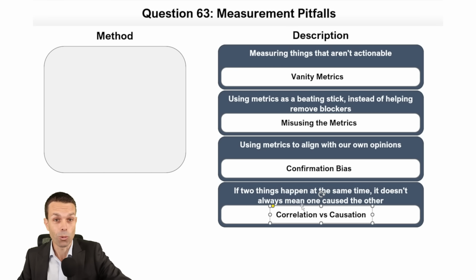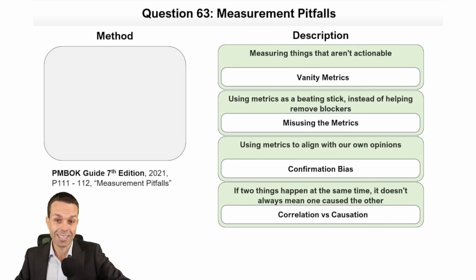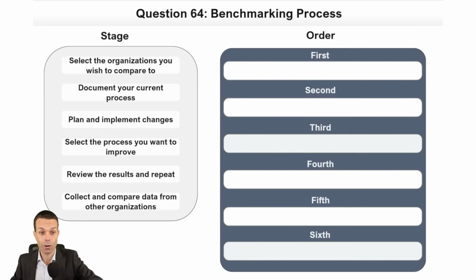But really, it was the hot weather, because more people go swimming in the hot weather and more people eat ice cream in the hot weather. Maybe a little bit morbid, that one, but it's a good example. And let's just quickly check. There we are. PMBOK Guide 7th edition, page 111 and 112, measurement pitfalls. All of these things are really good to be aware of as we go through our own projects, not just for the exam. So that's pretty cool.